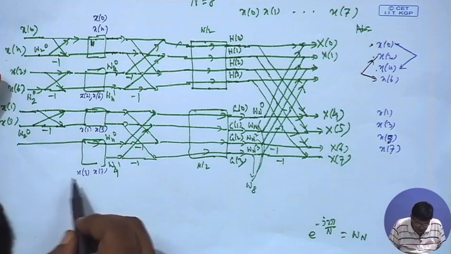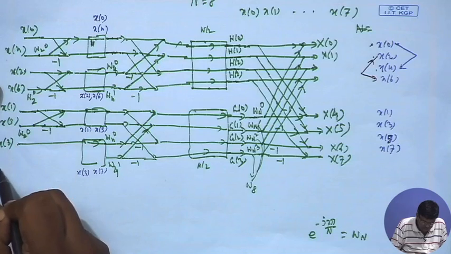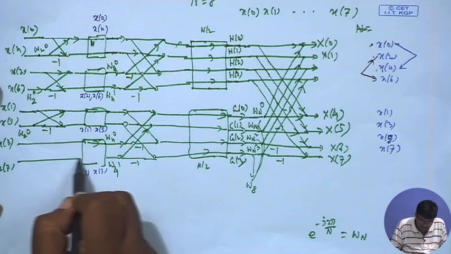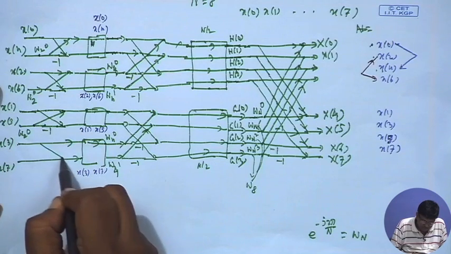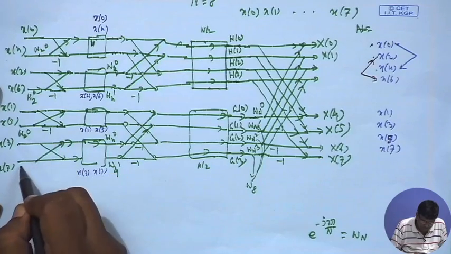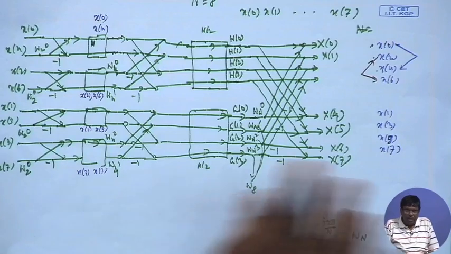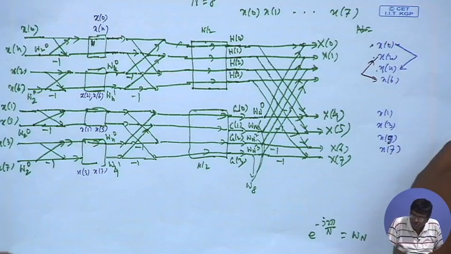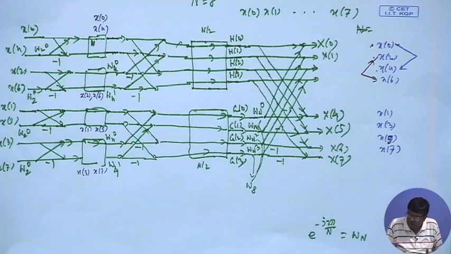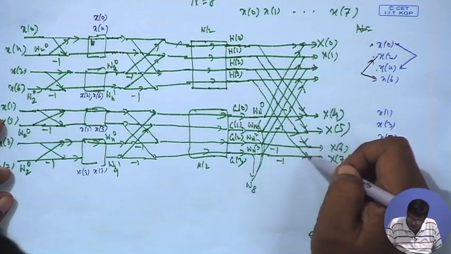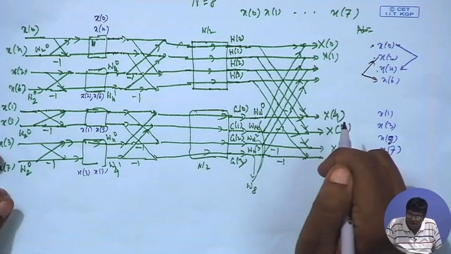Last one is x 3, x 7. Okay. So, this is the entire diagram you see. Now, let us see what computational advantage we get. Suppose we have here n is 8, but suppose a general n.